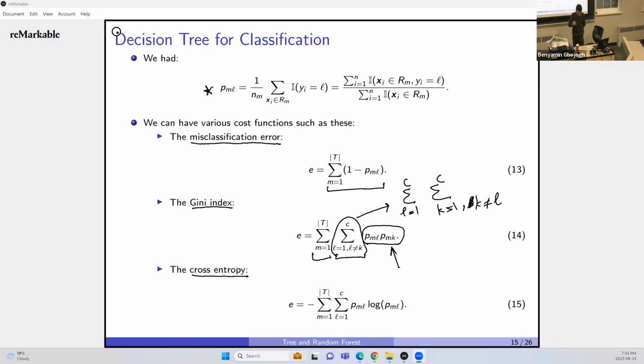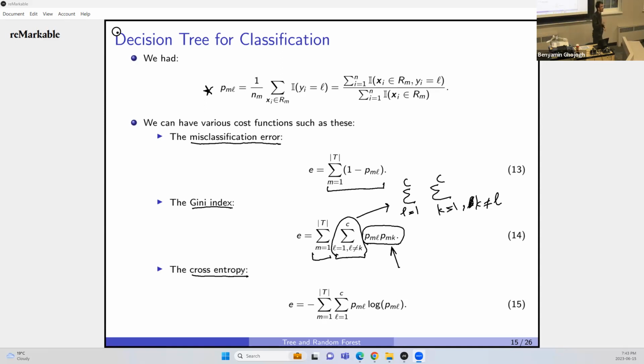It's because if PML is large, because they are adversarial, if the region is pure for one of them, it's impure for the other one. So if PML goes close to 1, PMK goes close to 0. So no matter which one is pure, either PML or PMK, the multiplication becomes very close to 0 because one of them is close to 0. So it's good. So it's pure.